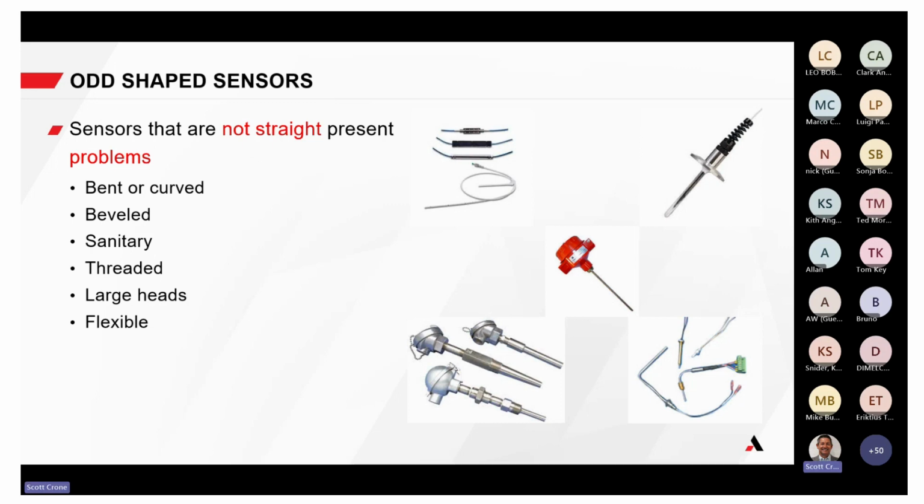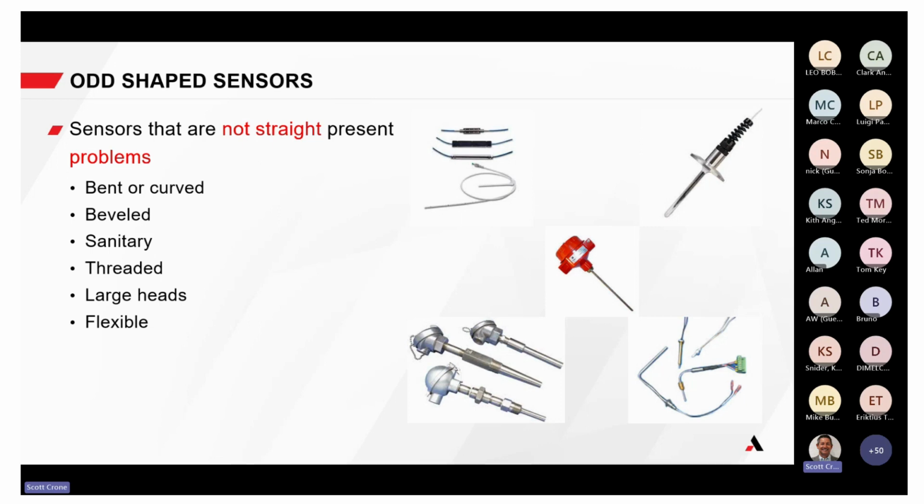Large heads. You might see these out in the field where a sensor is going to have a stem and then a large head. That becomes problematic if you want to do multiple sensors. It also is another source of heat loss. As that heats up, it's going to create more surface area and allow more transfer of energy to the ambient.